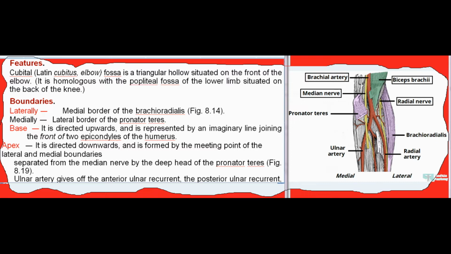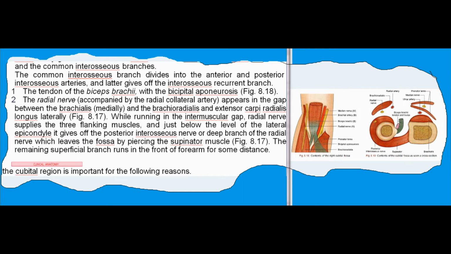Ulnar artery gives off the anterior ulnar recurrent, the posterior ulnar recurrent, and the common interosseous branches. The common interosseous branch divides into the anterior and posterior interosseous arteries, and the latter gives off the interosseous recurrent branch. 1. The tendon of the biceps brachii, with the bicipital aponeurosis, Fig 8.18. 2. The radial nerve, accompanied by the radial collateral artery, appears in the gap between the brachialis medially, and the brachioradialis and extensor carpi radialis longus laterally, Fig 8.17.